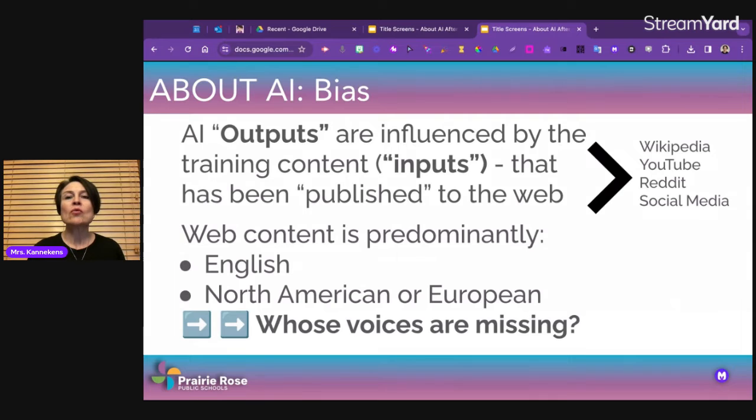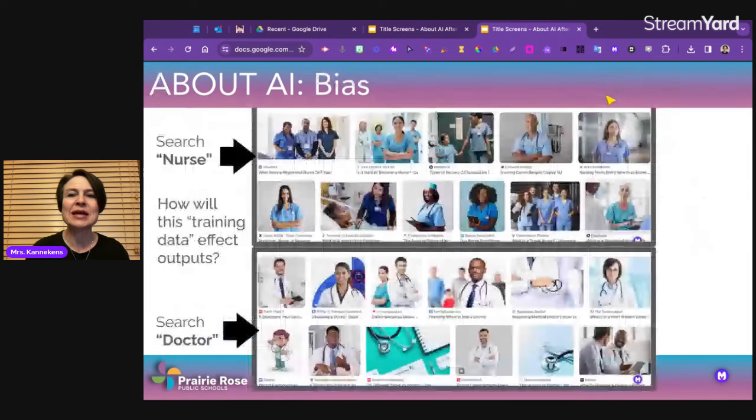So when we look at that and we think, who's been writing and producing all the things on the internet? What does that person most look like? Where are they most likely from? We have to ask ourselves, whose voices are missing? And when AI generates an output, whose voice hasn't it considered? Let's take a look at what that might look like.